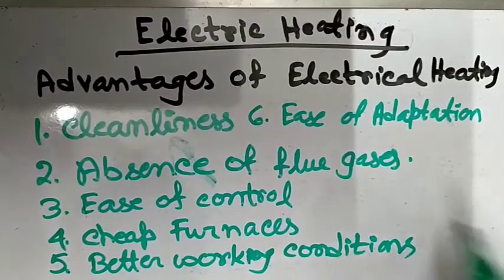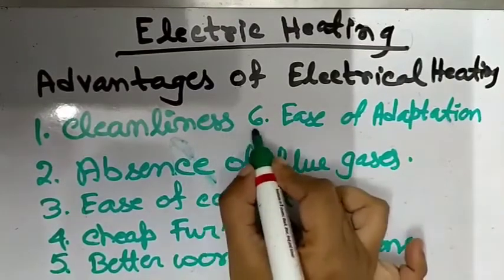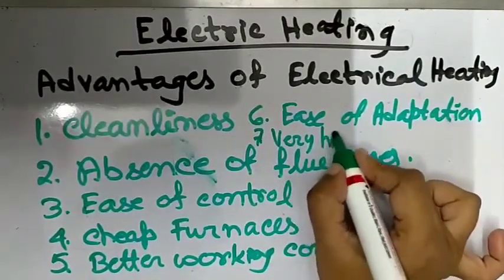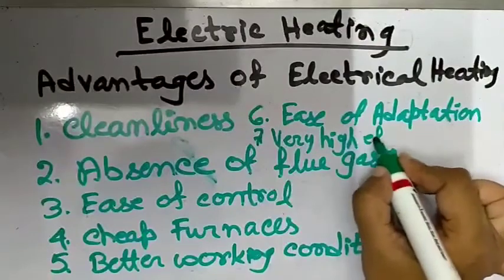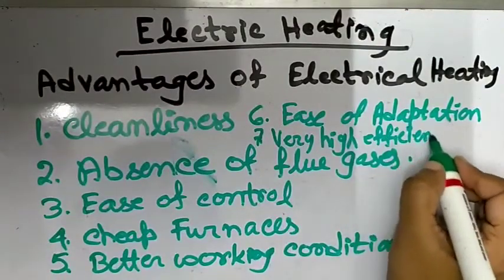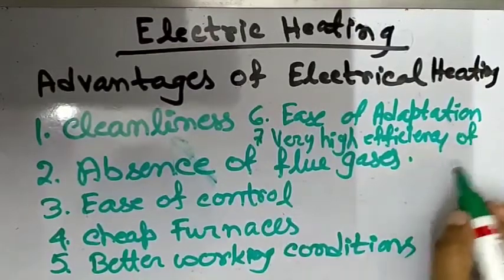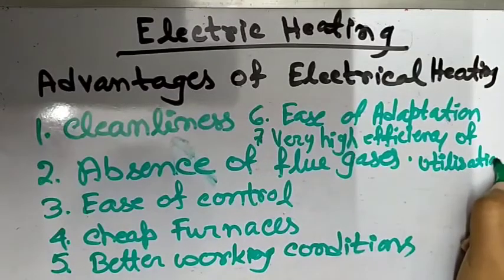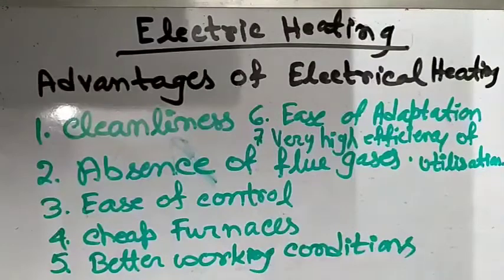Our next point is very high efficiency of utilization. In electrical heating, source of heat can be brought directly to the point where heat is required, thereby reducing losses and increasing the efficiency. Further, there are no products of combustion which involve heat losses in their removal from combustion chamber.